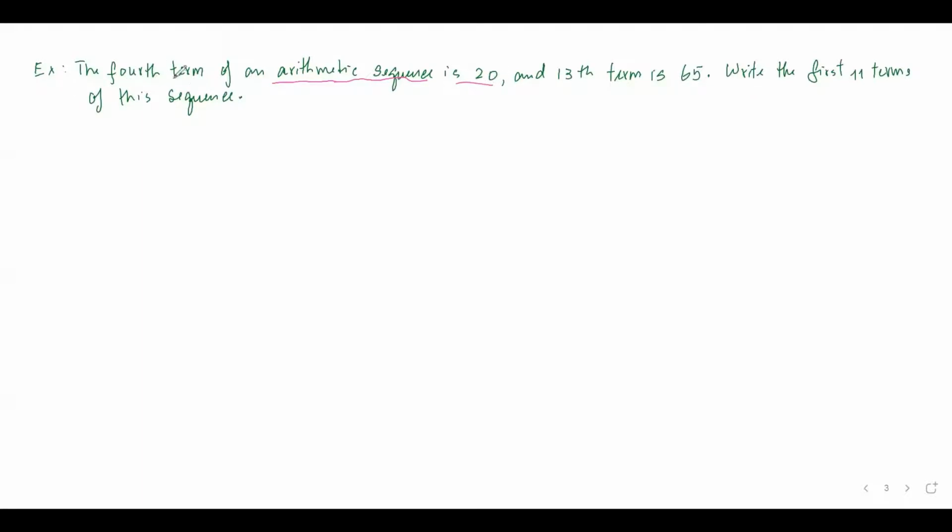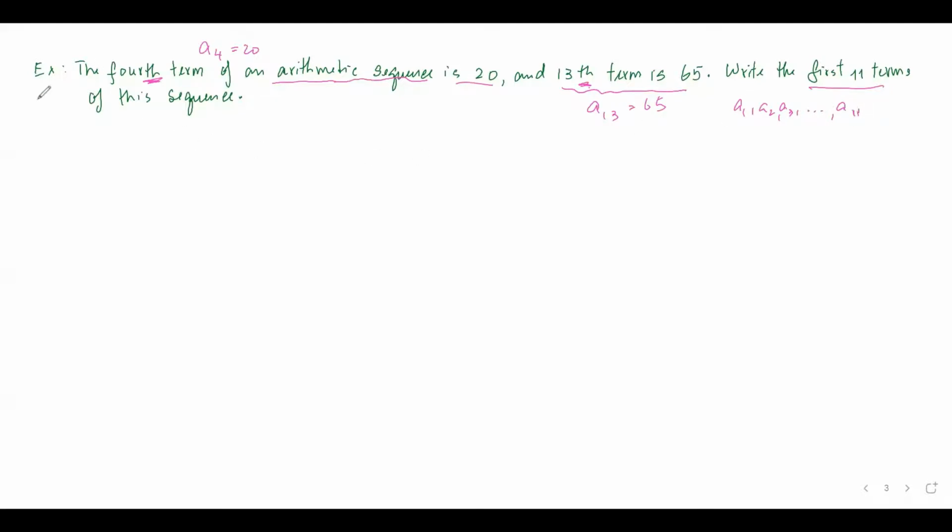So that means fourth term, right? Fourth term, so that means A4 equals 20. And the 13th term is what? 13th term, so that means A13 equals 65. The first 11 terms means they want us to find A1, A2, A3, and so on until A11. So you have to find every term from term 1 to term 11.